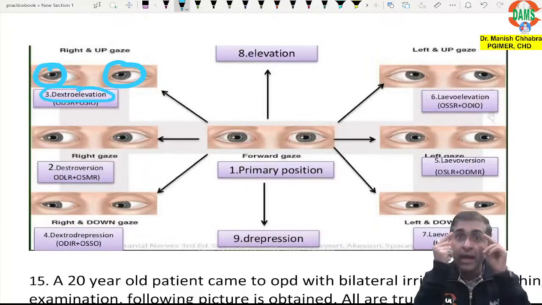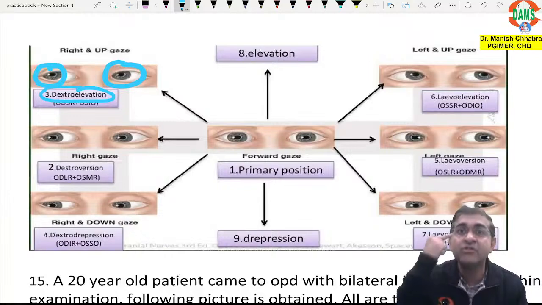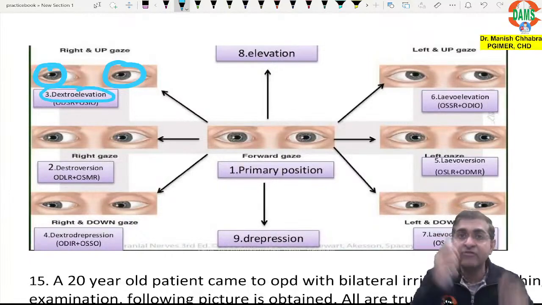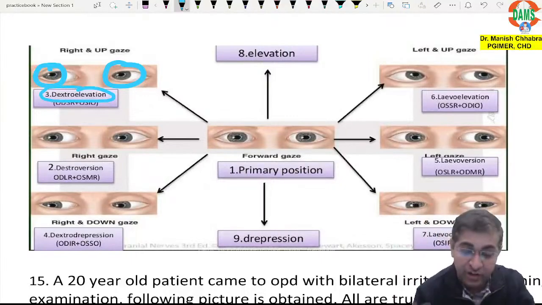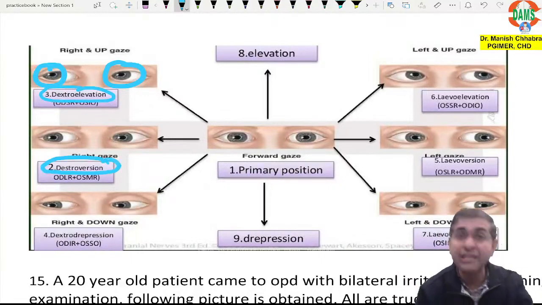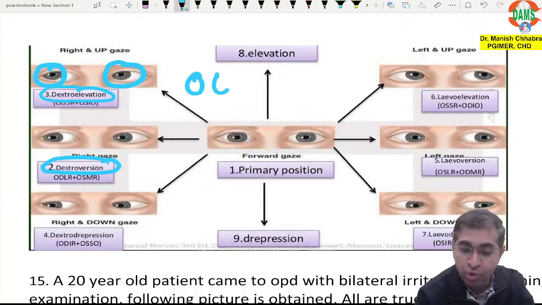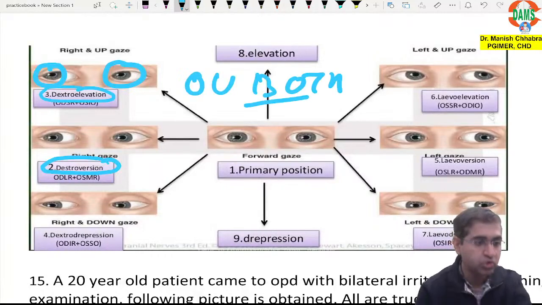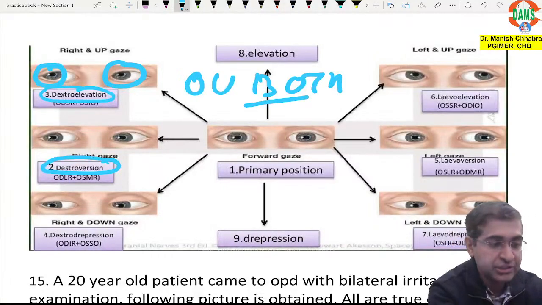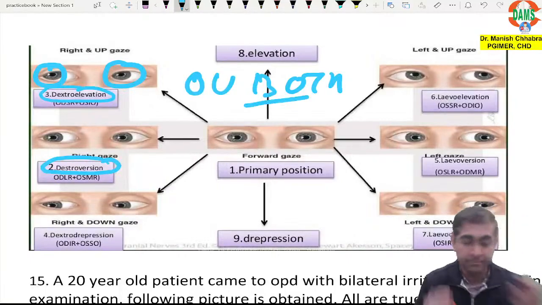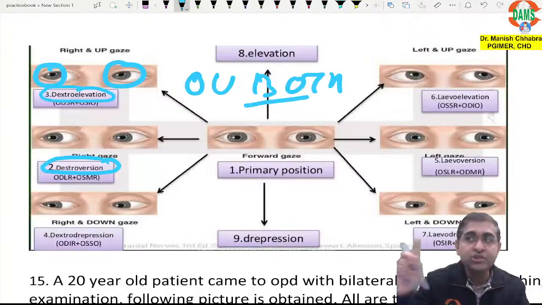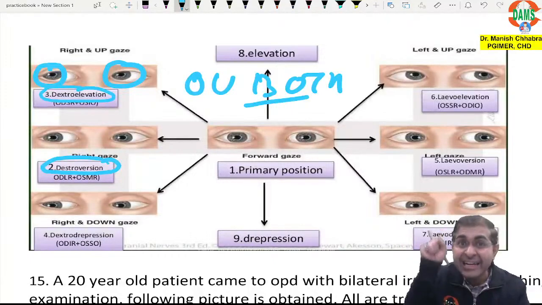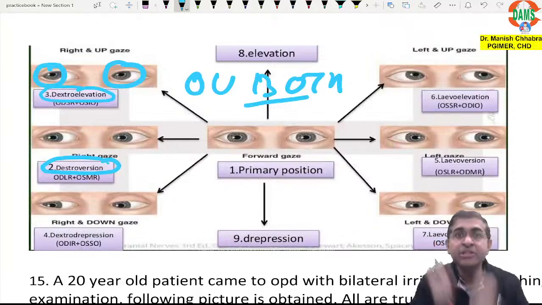Now if I want to appreciate the action of lateral rectus of the right eye and medial rectus of the left eye, I'll ask the patient to look onto the right side. You call it dextroversion. In dextroversion, OD means right, OS means left, OU means both eyes. I hope it is understandable. Okay. Now if you ask the patient to dextrovert, so right lateral rectus and left medial rectus.